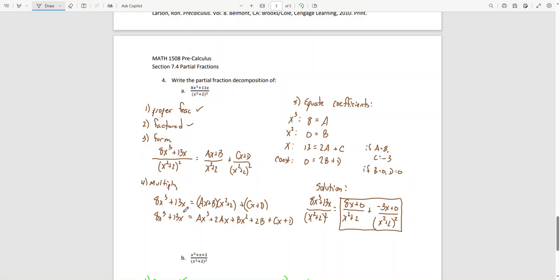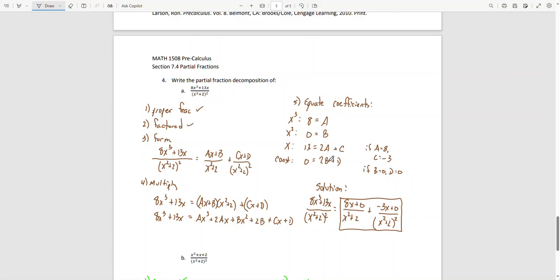13 x's on the left, 2a plus c on the right. 13 equals 2a plus c. 0 is our constant on the left. On the right, however, 2b and d have no variables, so they are also constants. But check it out. If a is 8, 2 times 8 is 16. 16 minus 3 will give us 13, so c is a minus 3.